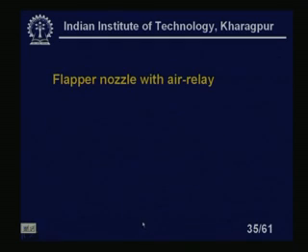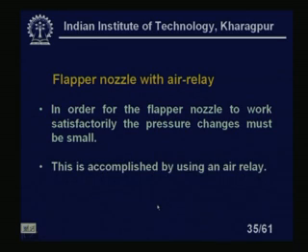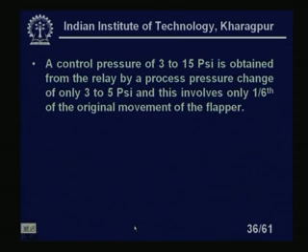Flapper nozzle with air relay, this is another important thing. In order for the flapper nozzle to work satisfactorily, the pressure changes must be small. We have seen that the pressure change must be very small. This is accomplished by using an air relay. It is an excellent thing. You see how it works. A controlled pressure of 3 to 15 psi is obtained from the relay by a process pressure change of only 3 to 5 psi, and this involves only 1/6 of the original movement of the flapper.